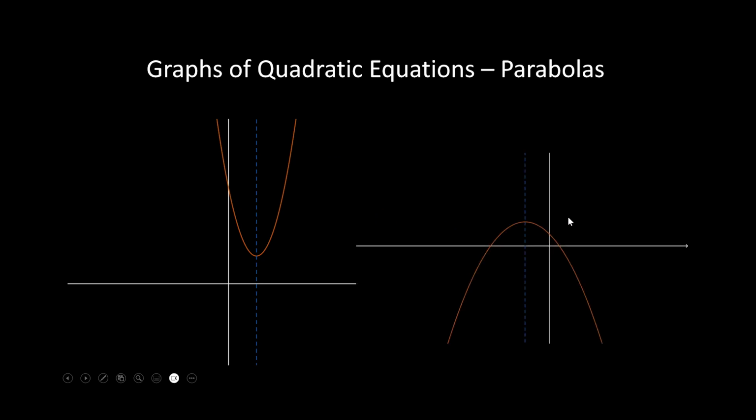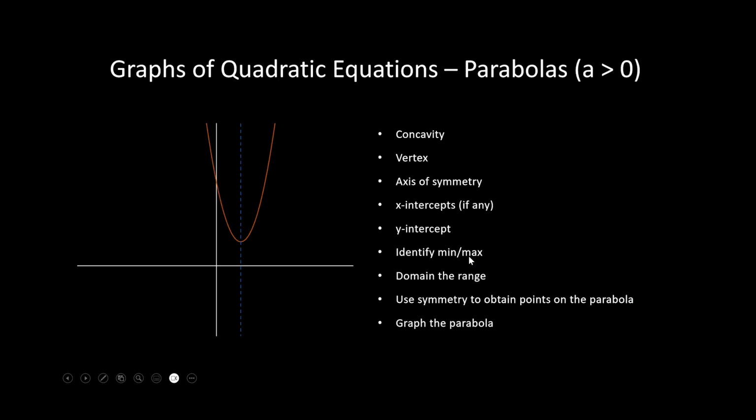The parabola could open down. See, this one is opening up. This one can open down. The highest point right here is still called the vertex. This is a vertex. That's a vertex. This is the axis of symmetry. Here it cuts the y-axis, and there are two x-intercepts right there. So these are the two types of parabolas that we have.